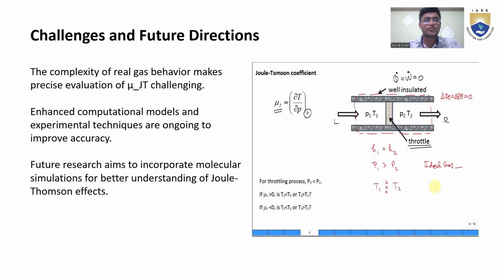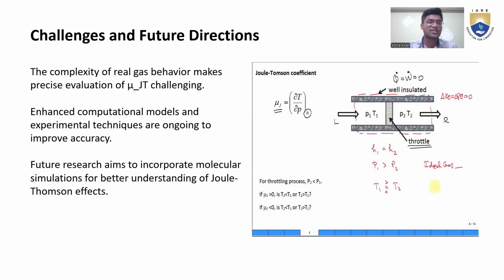And challenges and future directions. Here we can observe there is a left and right side. One side is P1 and T1 and the other side is P2 and T2. Here we can observe that Q and W are 0 because it is well insulated. So we can say that the enthalpy of both the vessels or both sides is equal. For an ideal gas, PV equal to nRT, we can see P1 is greater than P2 and H1 is equal to H2.